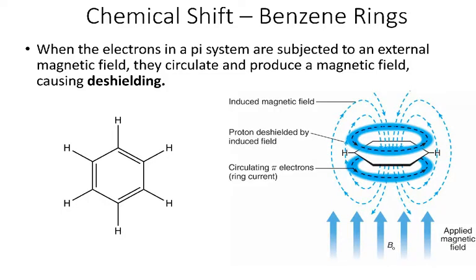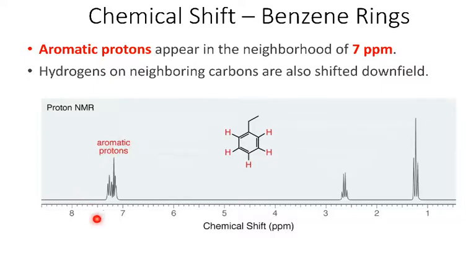Another thing that can de-shield protons and have these peaks appear downfield is the presence of a benzene ring. We don't need to worry too much about the details, but when the delocalized electrons in the benzene ring are put in a magnetic field, it results in de-shielding of the protons that are attached to the benzene ring, and it has a similar effect on protons that are adjacent to the benzene ring. This signal down here, just above 7 parts per million, is characteristic of these aromatic protons on a benzene ring. When you see a whole bunch of peaks down around 7, that's a good indication that we have a benzene ring, and what we're seeing is the aromatic protons.